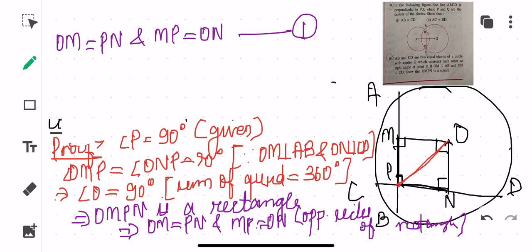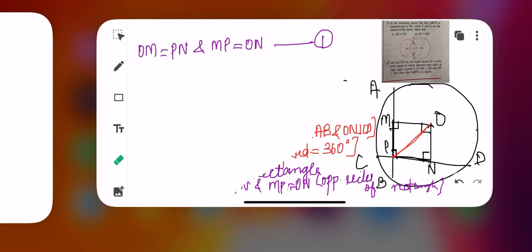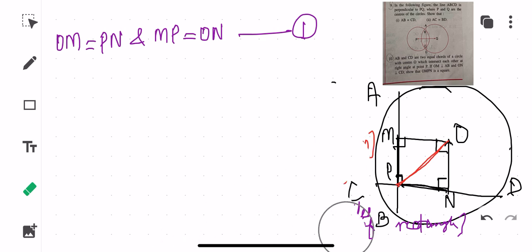Okay, so this is what you are getting, and now we'll be moving to the next part. You have already proved that opposite sides are equal, but that is not enough. So you need to prove what? That even the adjacent sides are equal. So we'll be moving to the next part.